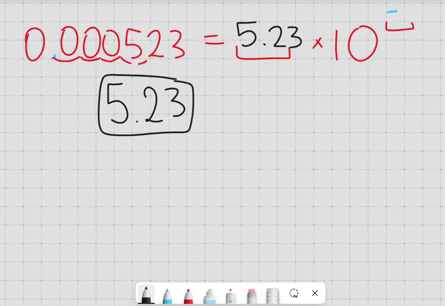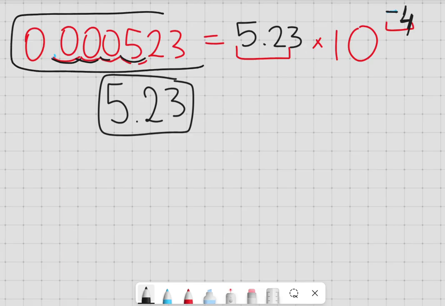5.23 multiplied by 10 to the power of... How many times did we move the point? Once, twice, 3, 4 times. So multiply by 10 to the power of negative 4. Now again, if you ask why is that 10 to the power of negative 4? Because here 0.000523 is less than 1. Whenever we have such a small number, our exponent will be negative.